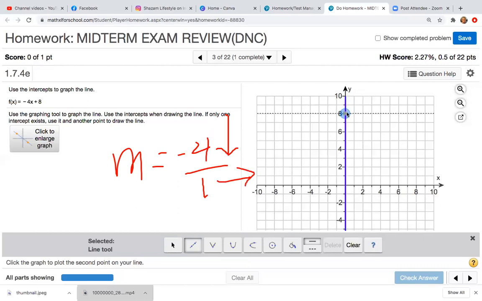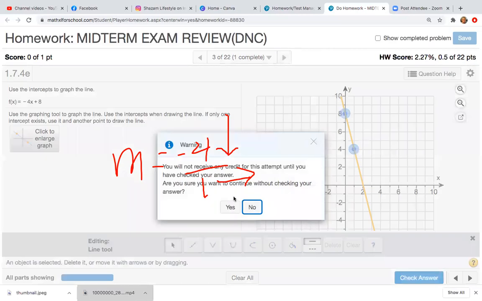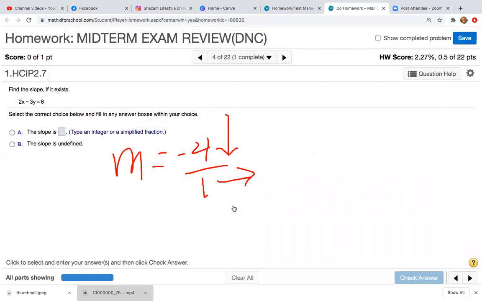So from this point, we're gonna go down 1, 2, 3, 4 units, in the negative direction, and then 1 unit in the positive direction, and plot your second point. So there's your graph. And just like that, you're done. But guys, remember the entire test is multiple choice, so you shouldn't have to worry about that, okay?